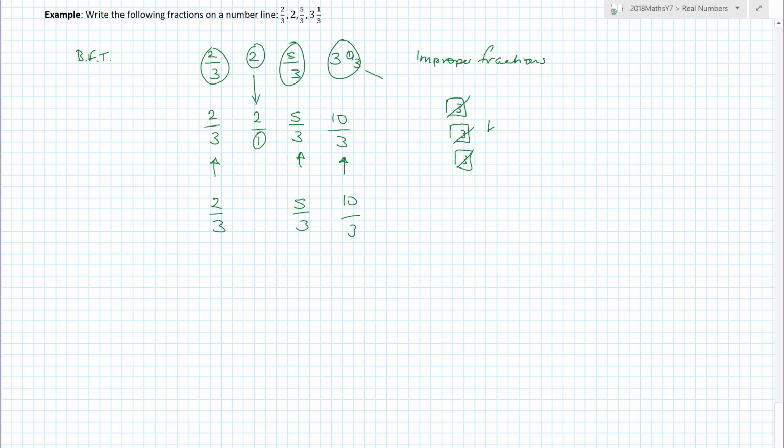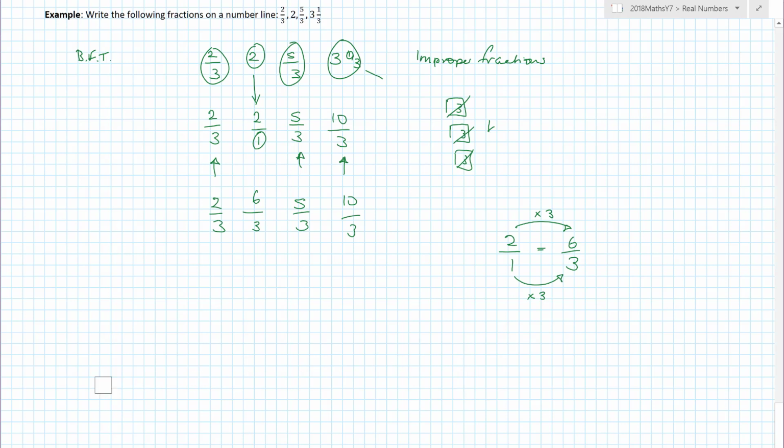But this one doesn't have a 3 on the bottom, and so I'm going to pull in another part of my lesson. 2/1, I need to change it so that it's an equivalent fraction. How do I get from 1 to 3? I times by 3. And what I do to the bottom, I have to do to the top. So that now becomes 6 on 3. So that's awesome. Now I can draw my number line.